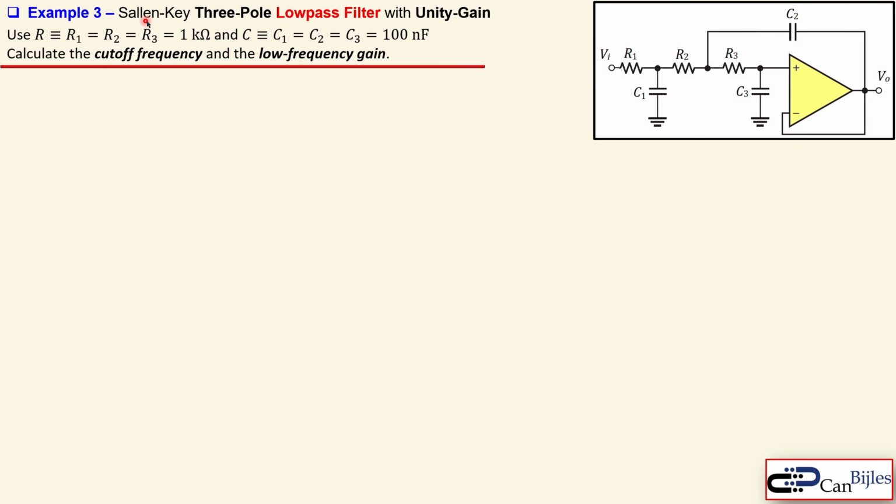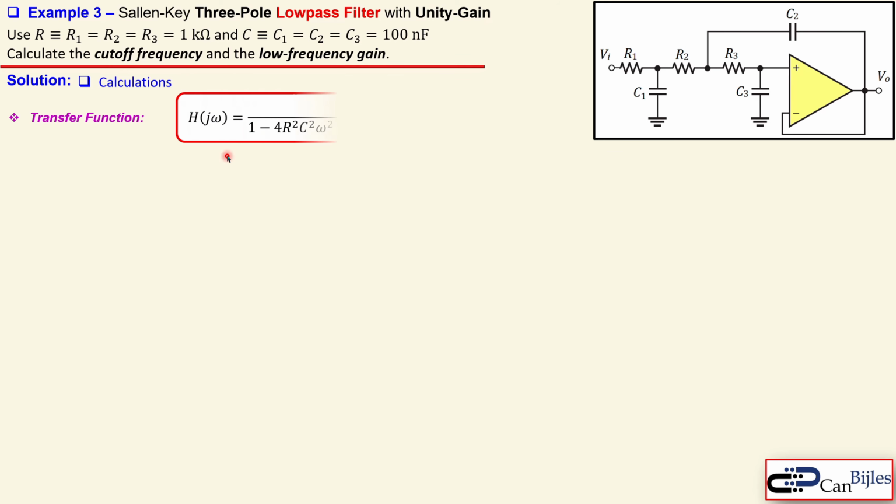third example. Example number 3, we look at a 3-pole low-pass filter using, again, unity-gain configuration. That's actually shown here. Now we have R1 equal to R2 equal to R3, all of them 1 kilo, and all the capacitors are 100 nanofarads. Again, we would like to calculate the cutoff frequency and in this case the low frequency gain. So how to do that in the calculations?